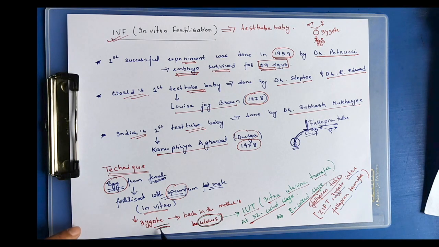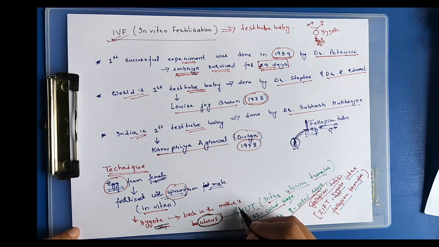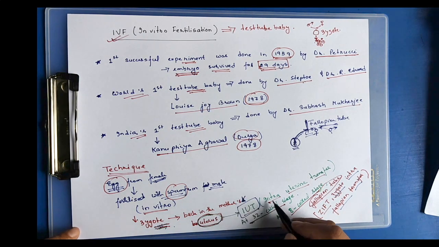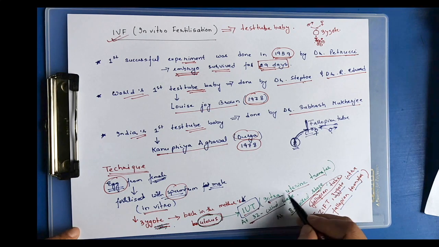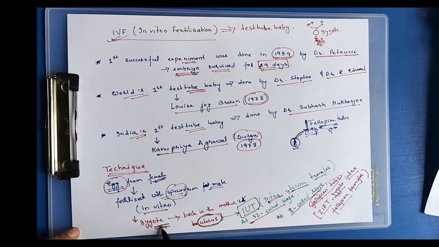After fertilization takes place, the zygote would be put back into the female's body, where normal development of the fetus would be taking place. Here, intrauterine transfer is done when the zygote is at the 32 cell stage and the zygote is put back in the uterus of the mother.